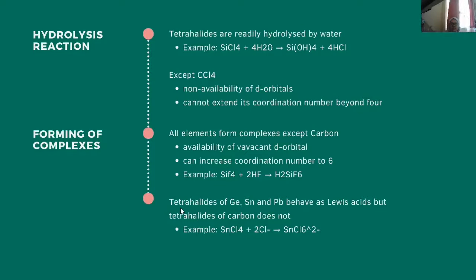Next, tetrahalides of germanium, tin, and lead can behave as Lewis acids, but tetrahalides of carbon cannot. For example, tin tetrachloride reacts with chloride ion to produce the hexachlorostannate ion.